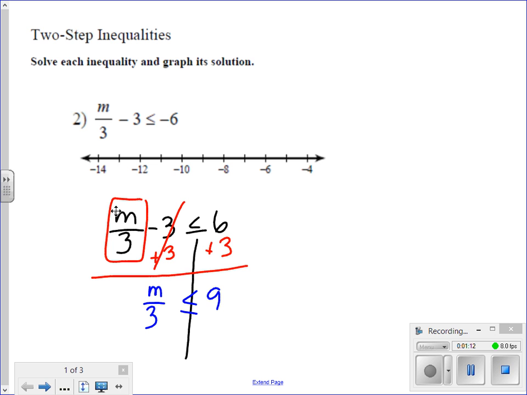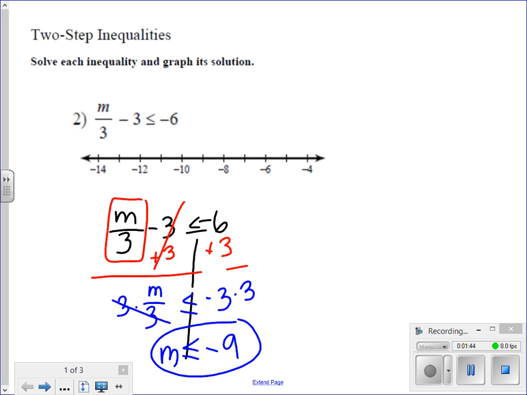Oh, I forgot the negative here, so that would make a big difference in my final answer. I have negative 6 plus 3, I'm sorry, gives me a negative 3 here. Okay, glad I caught that early. Now, in order to solve for m, I need to get rid of the 3 in the denominator. I always have to get rid of the 3 by multiplying by 3 on both sides. 3 is positive, so I don't have to flip the sign, but my final answer ends up being m is less than or equal to negative 9.